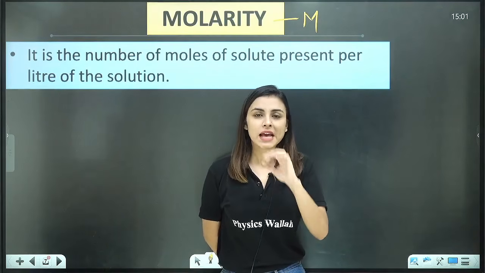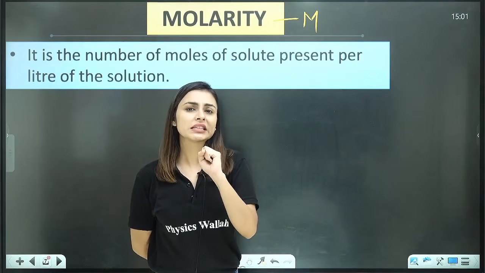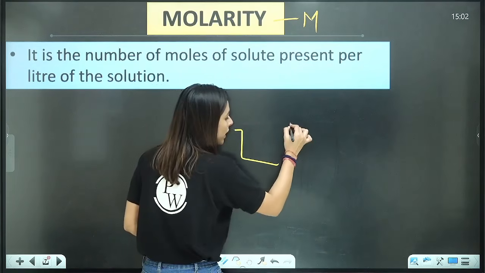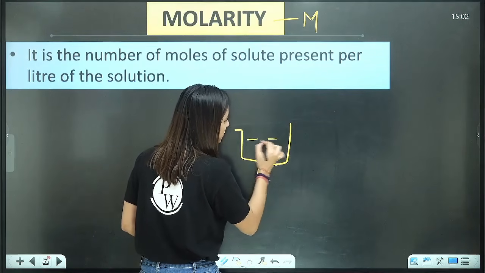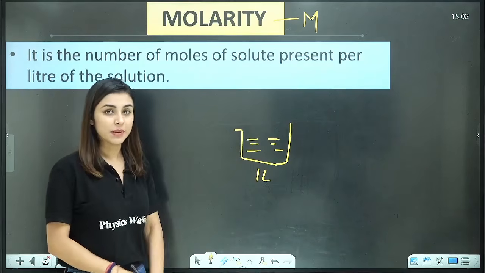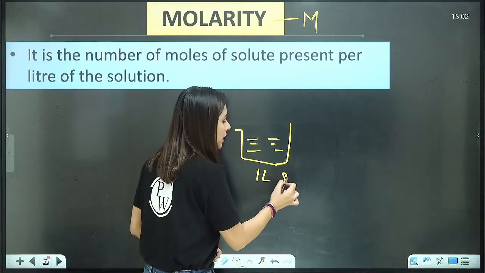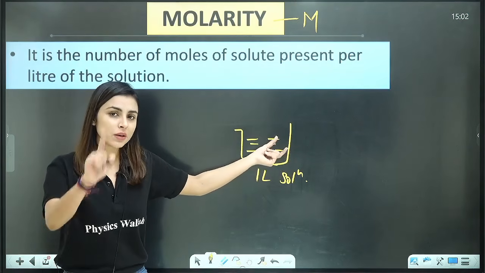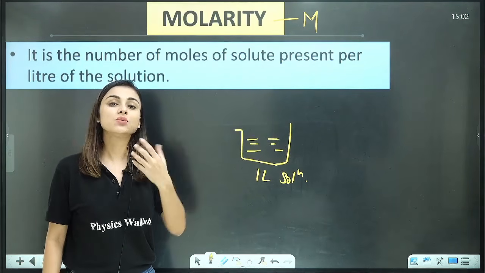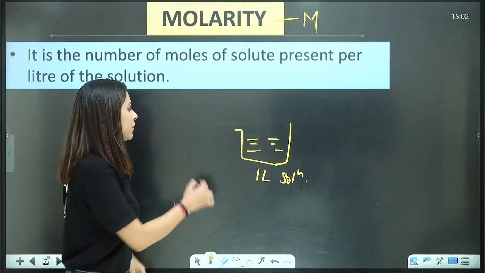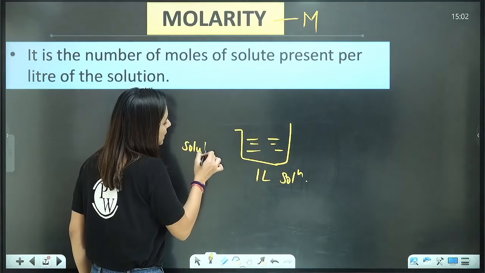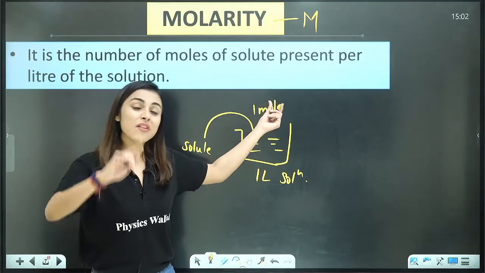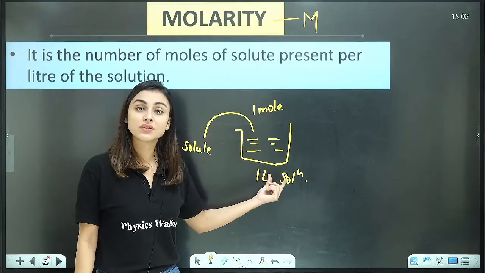What is molarity? Actually, molarity tells you that if you have 1 liter of solution, understand this, you have 1 liter of solution. Now, how many moles of solute are you dissolving in 1 liter of solution? That is what is known as molarity. If I have a solute and I dissolve 1 mole of it, then I would say I have 1 mole of solute in 1 liter of solution.